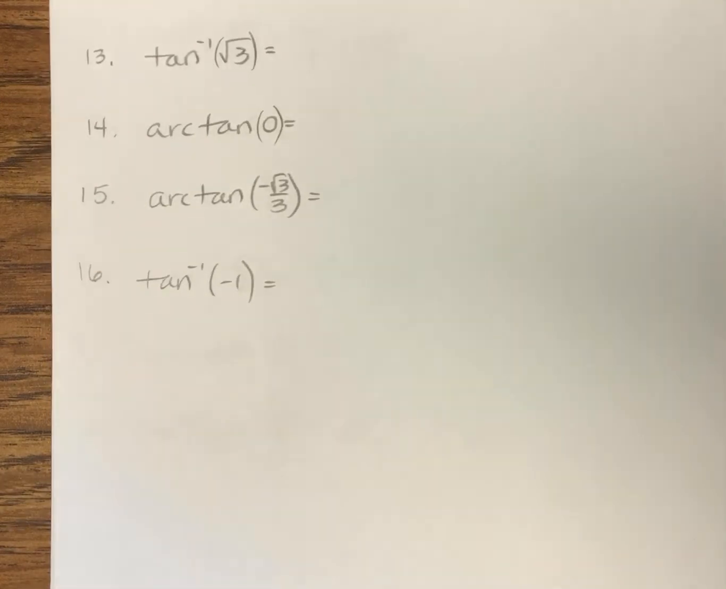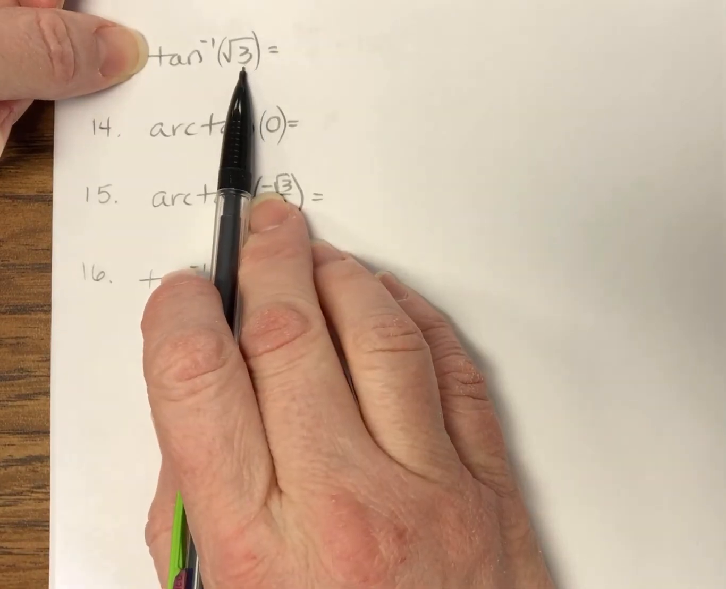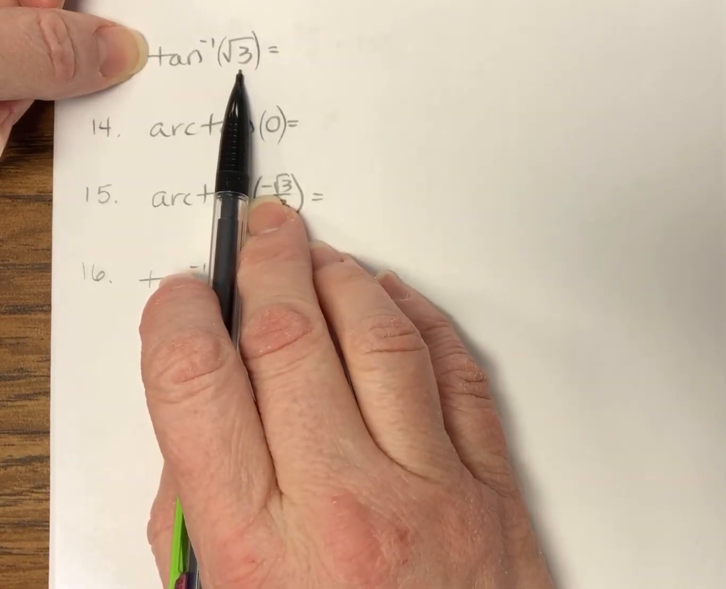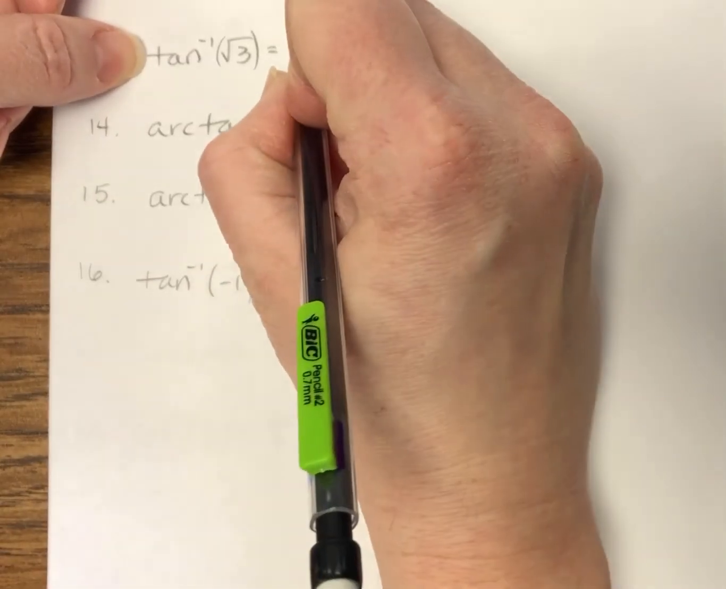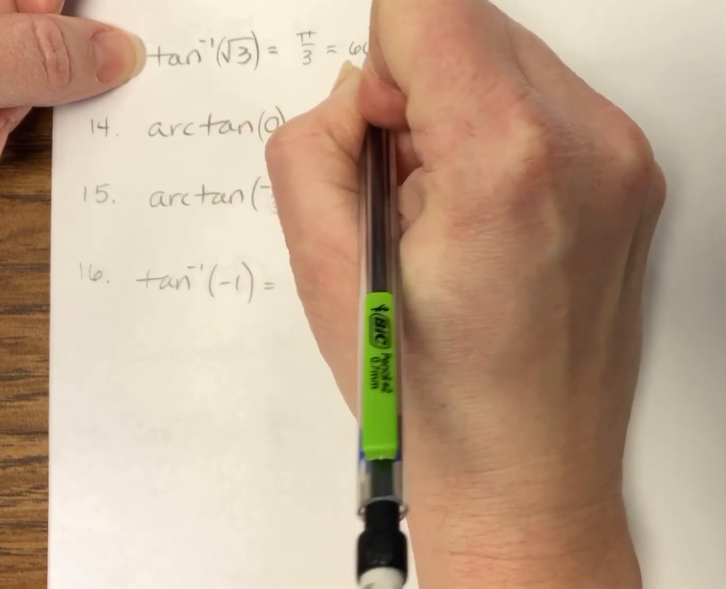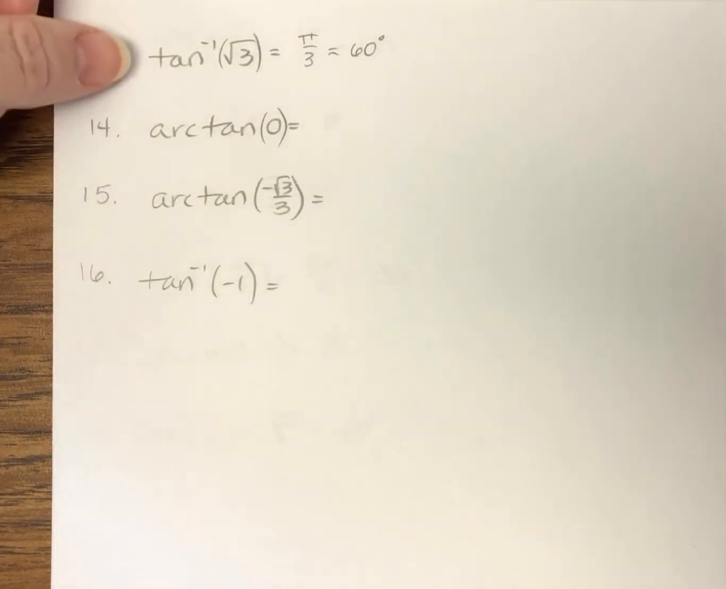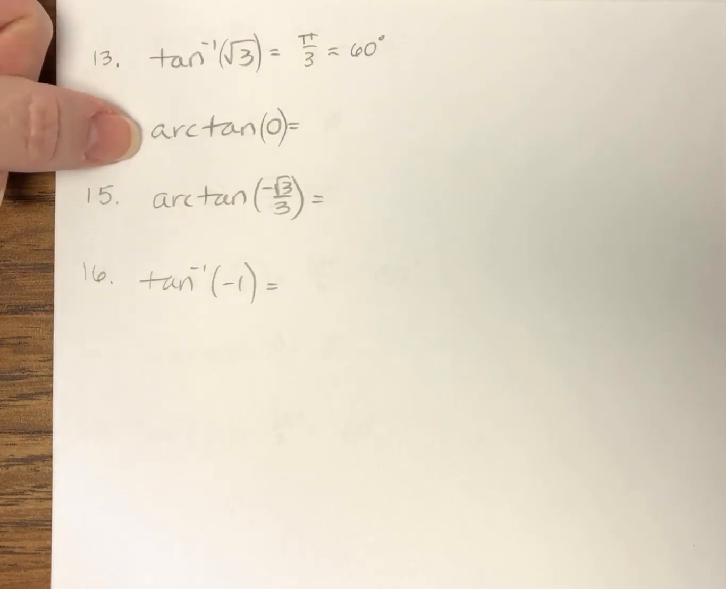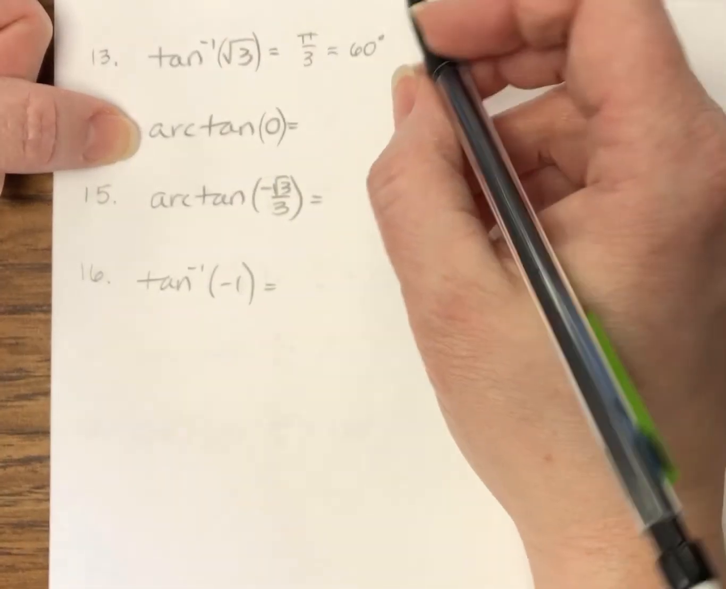Same idea. Where is the tangent square root of 3, or square root of 3 over 1? So we're in positive, we're in quadrant 1, so it's going to be at pi thirds, or 60 degrees. Now again, tangent is back to quadrants 1 and 4. So if it's negative, you just get to slap a negative in front of it. Where is the tangent 0? At 0.